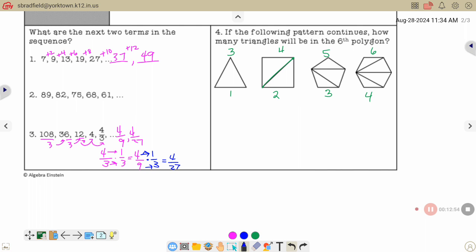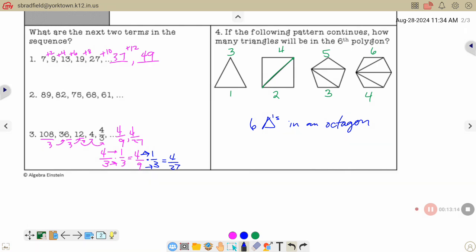8 sides, which is an octagon. How many triangles do you think it would have? 6. So 6 triangles in an octagon. All right.